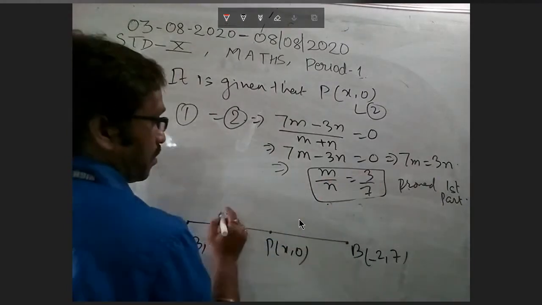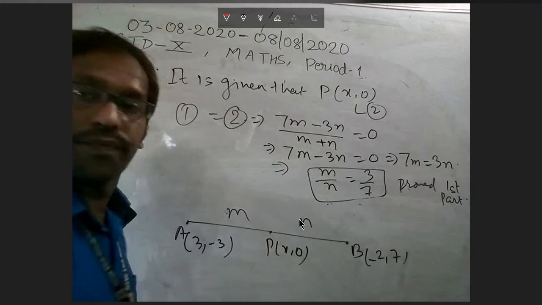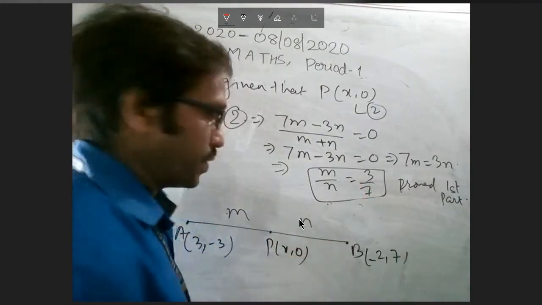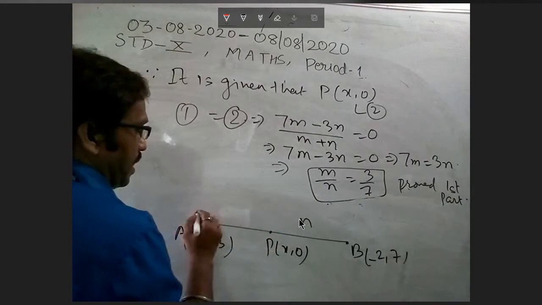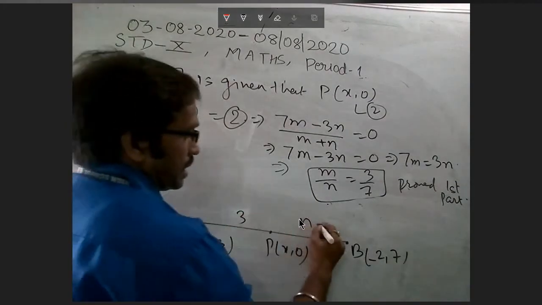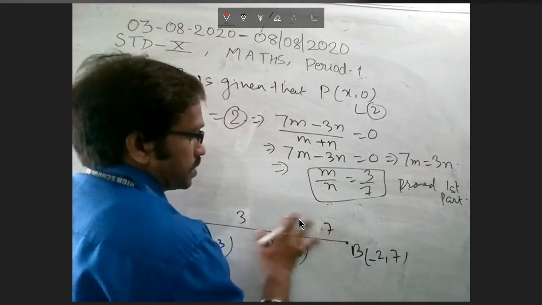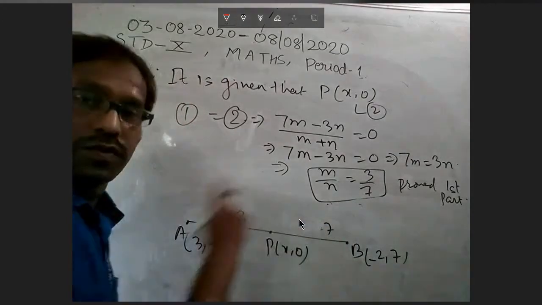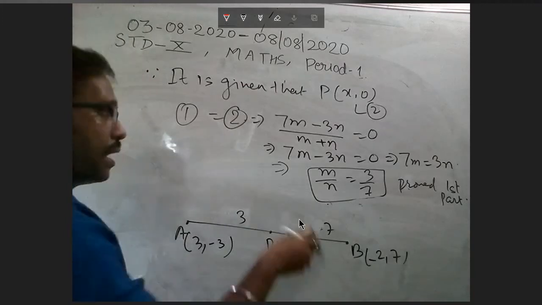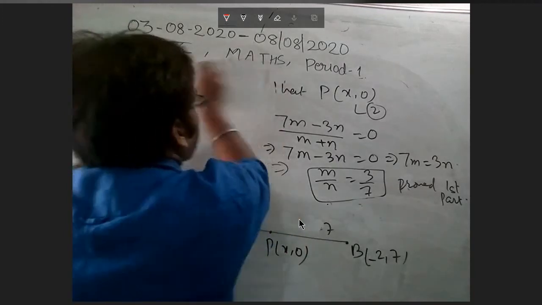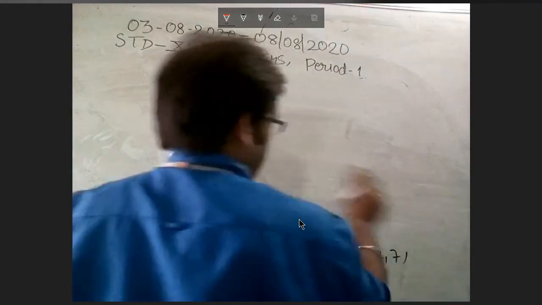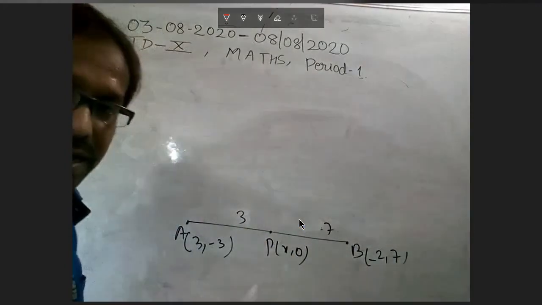Now we have found the ratio, that is m is equal to 3, n is equal to 7. Am I right? Yes. No need to explain why it is so. So m is equal to 3, n is equal to 7. Now the ratio is 3:7 only. Now simply use the section formula. That section formula will give me the point x also. Y I found already, y is 0. No need to find that. What is the value of x? That only I have to find here.